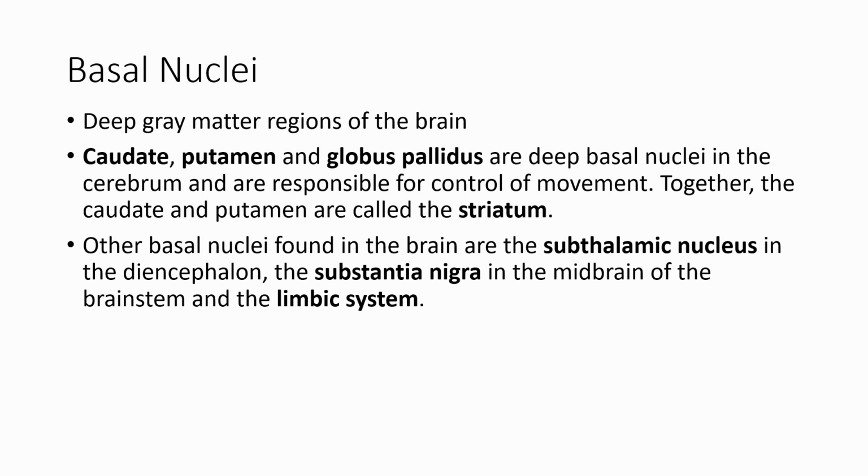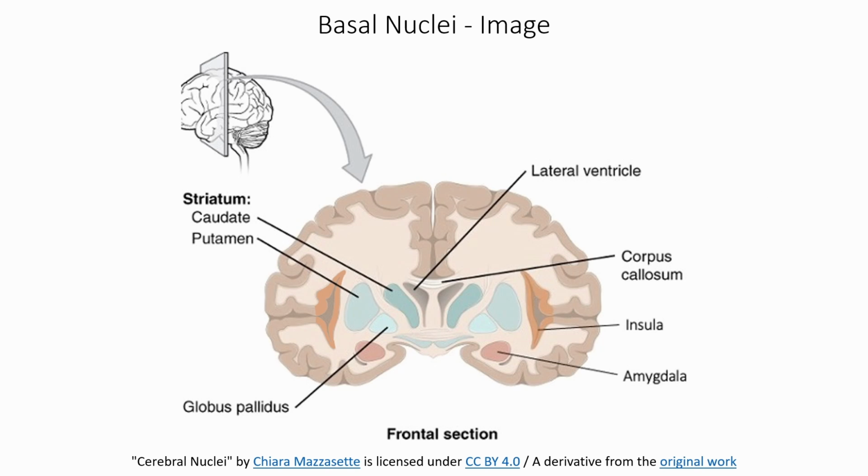We also have basal nuclei in other locations in the brain, including the subthalamic nucleus in the diencephalon, the substantia nigra in the midbrain of the brainstem, and the limbic system. Some of these, like the limbic system, we're going to get into in a different video, so we're not going to hit it too hard here. But we can at least see where they're at, right? So remember, the ventricles are deep in here. Here's the corpus callosum that links the left and the right together. Here's that globus pallidus. Here's that caudate and the putamen that form the striatum, right? Here's the insula, again, which is going to be where things like taste are done. And here's the amygdala, right here, which will be part of that limbic system.